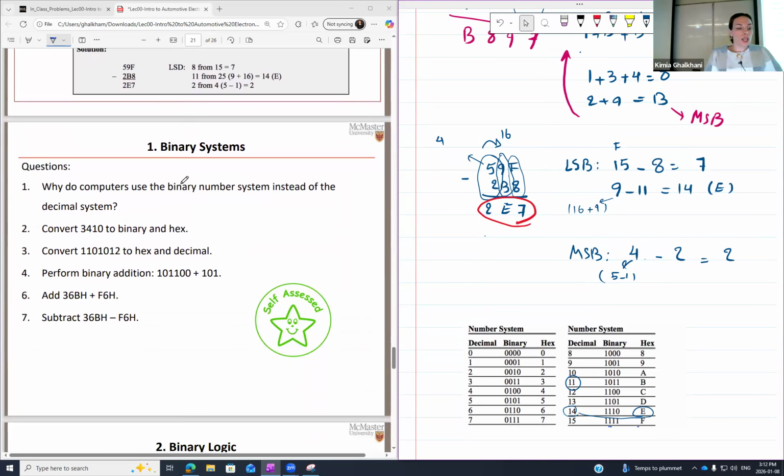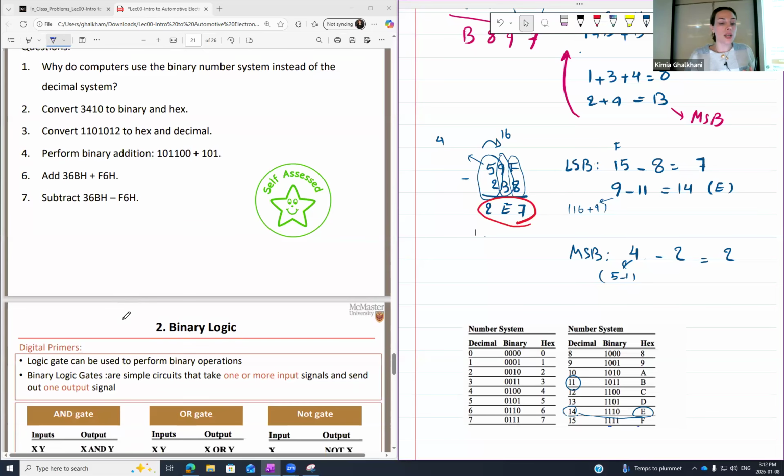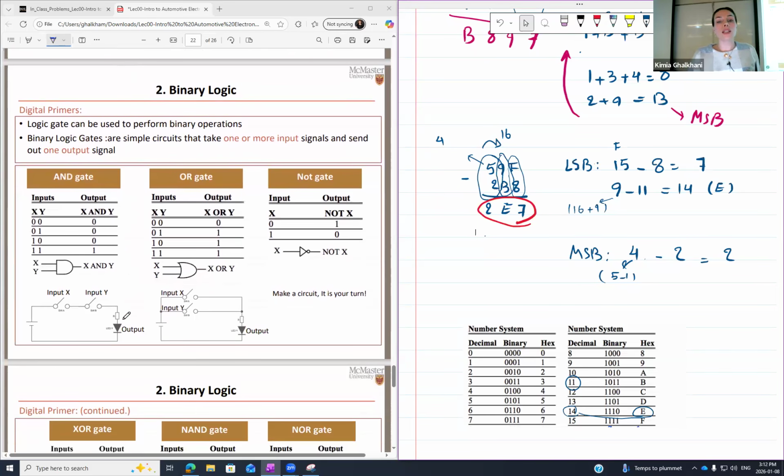I leave a few questions in here for you because this is going to be a summary of what I already explained to you. This is a self-assessed question for you. Go through them yourself. How do you convert this stuff? And then I'm going to look at some binary logic.